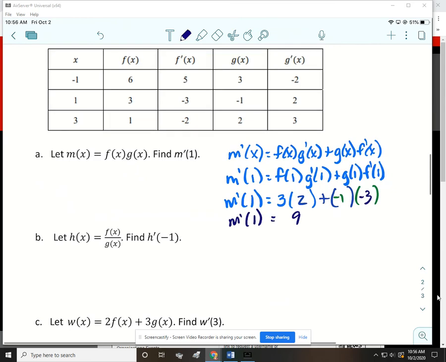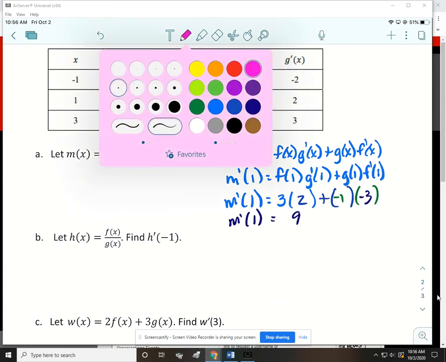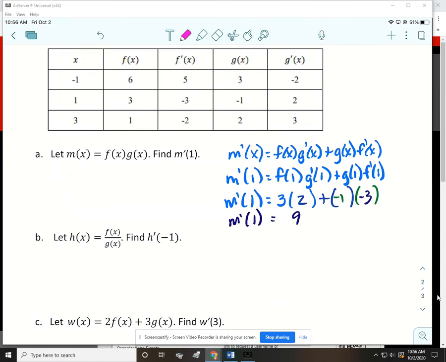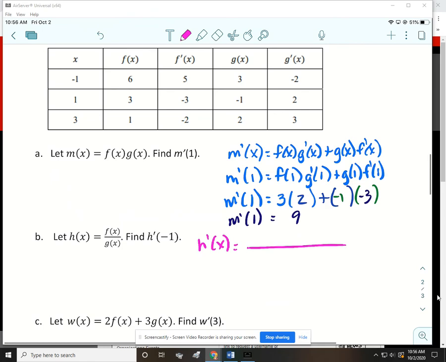All right, we are going to find h prime of 1, where h is the quotient of f and g. So I would start out, if I was you, because usually they give you a point for this, is write h prime of x using the quotient rule. So it's just straight up writing the quotient rule. So that's low d high minus high d low over low squared.